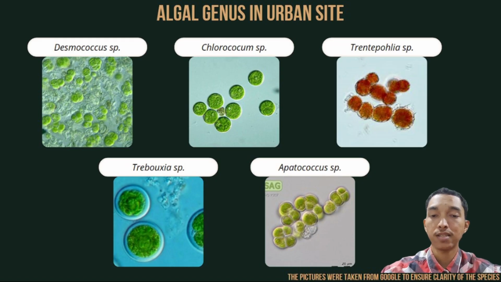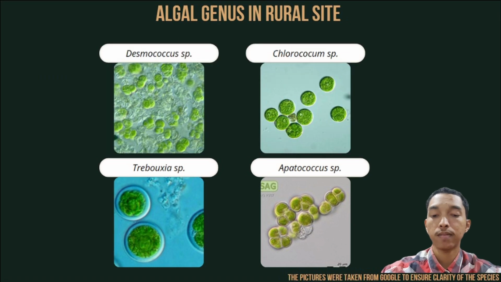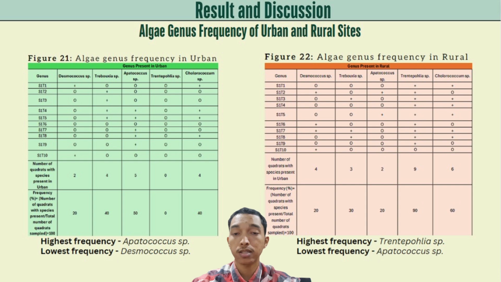These are the algae genus in the urban site: Desmococcus, Chlorococcum, Trentepolia, Treboxia, Apatococcus. And these are the algal genus in the rural site: Desmococcus, Chlorococcum, Treboxia, and Apatococcus. This is the algae genus frequency of urban and rural sites. In urban, the highest recorded genus was Apatococcus, and the lowest frequency was Desmococcus. And in the rural site, Trentepolia showed the highest frequency and Apatococcus showed the lowest frequency.